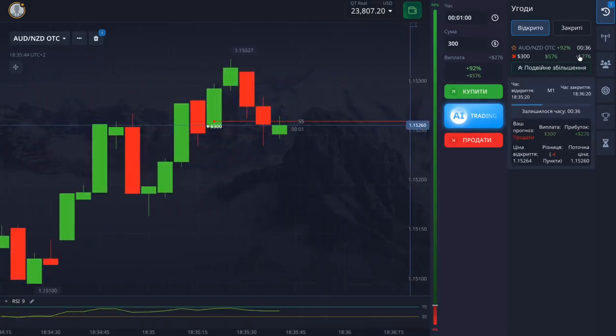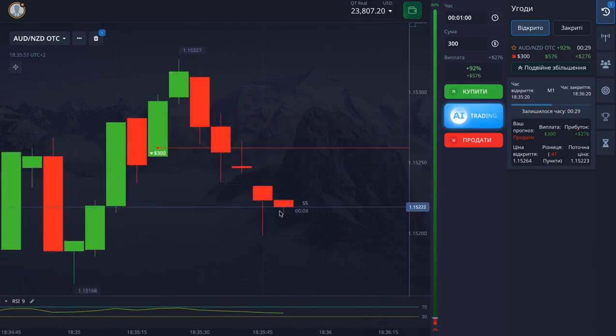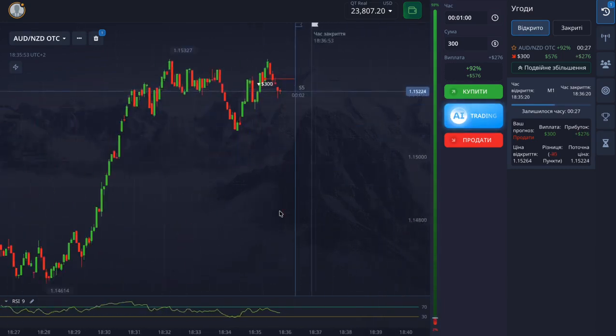36 seconds to go. The move is 14, 30, 40, 50 points. Oh, 60 points. Oh, good. The market is going down. Waiting for the close. And grab a great win. 25 seconds left. The move is 24 points.